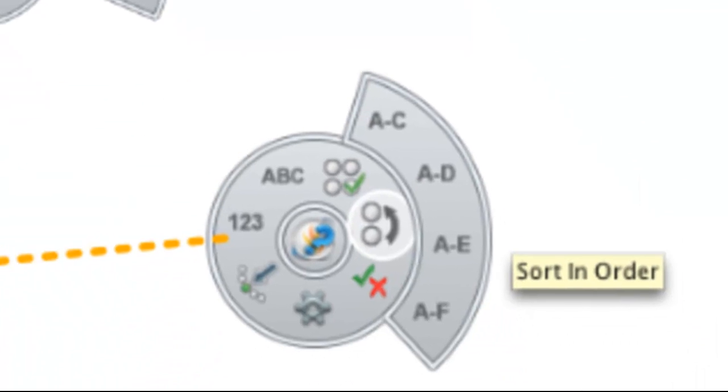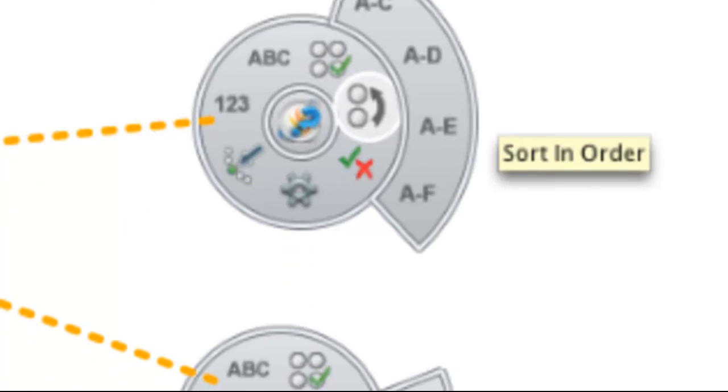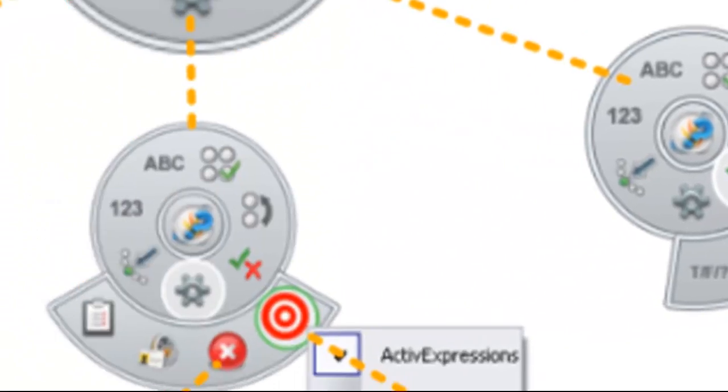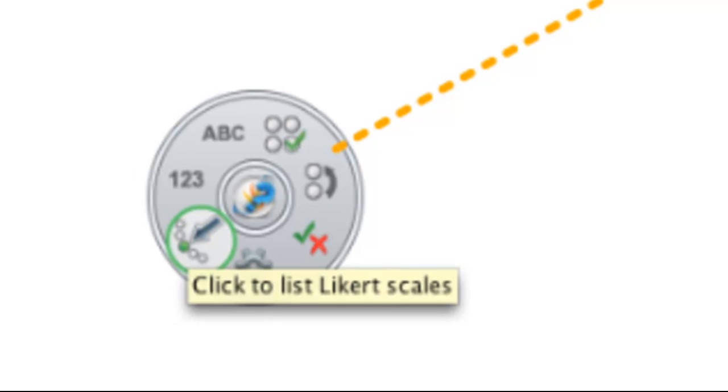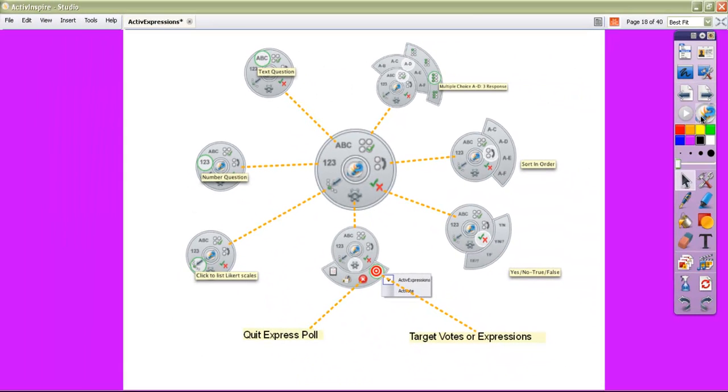You can have sort and order, again with the same letters. You can do yes, no, true or false, or I don't know. You can do a Likert scale, number questions, and text questions. This also includes math equations. So let's take a look at how these look on an actual ActivExpression device when they are active.